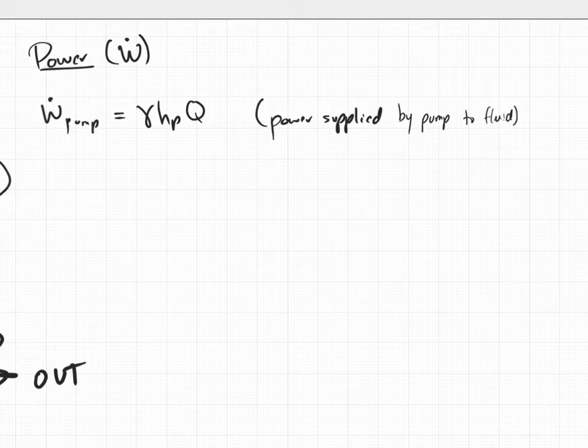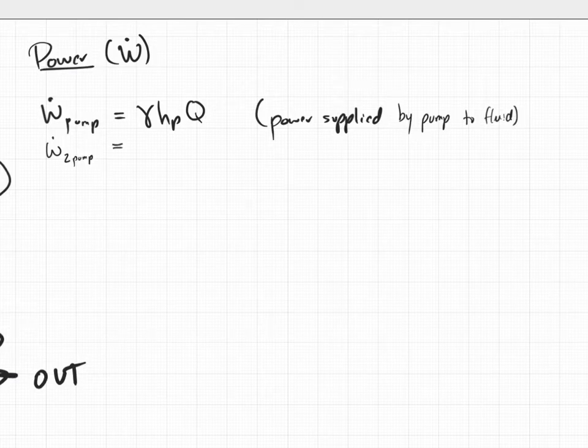Now typically we supply power to the pump. Usually you do this by plugging it into the wall or something. So there is a W dot, I don't really know what to call this. I'm going to call this W dot to the pump. So this is how much power I need to supply to the pump to make it work.